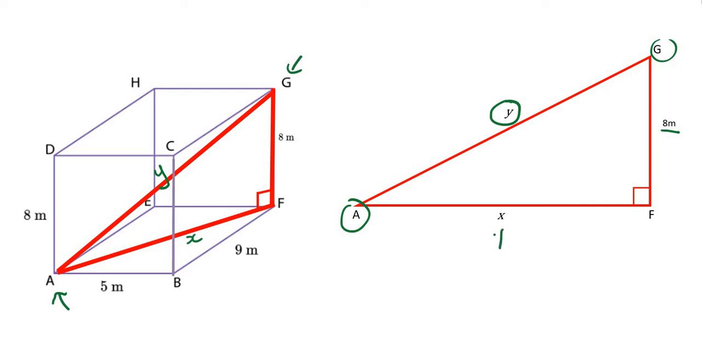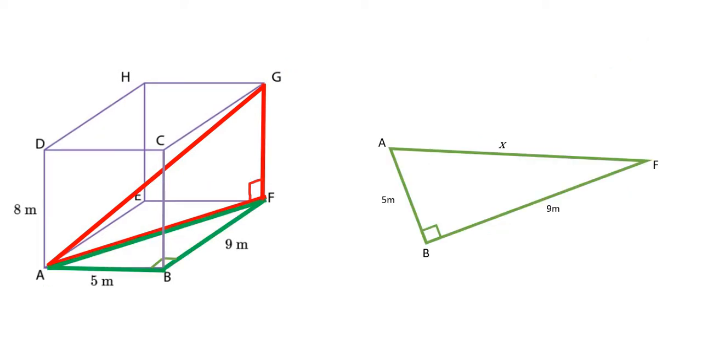So to find this value for x, I'm going to look and see if I can find another triangle within my shape. So now looking from the top down, you can see that my length x becomes the hypotenuse of the triangle across the base of my prism. So I can find out x because I know this distance here is 5 metres and this length here, BF, is 9 metres.